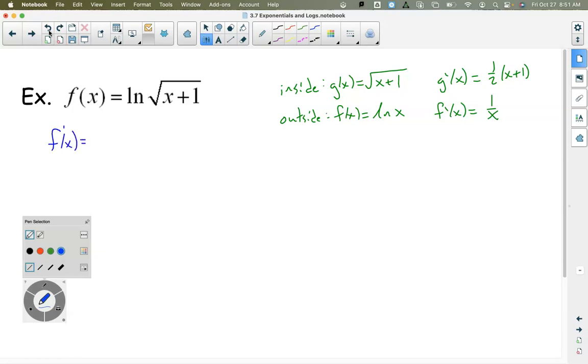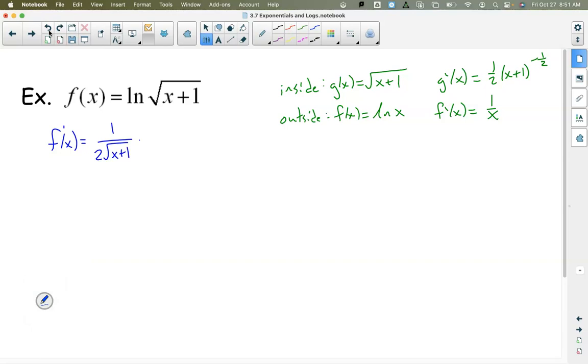So, chain rule. Derivative of the inside. Oh, did I lose something? I think I lost something up here. There we go. Derivative of the inside is 1 over 2 square roots of x plus 1 times the derivative of the outside, 1 over x, but we need to put the inside back in, like that. This is really 1 over 2 times x plus 1, right? Square root of x plus 1 times square root of x plus 1 is x plus 1.